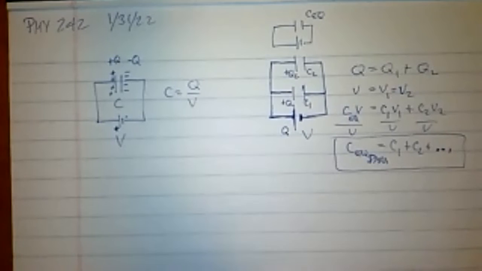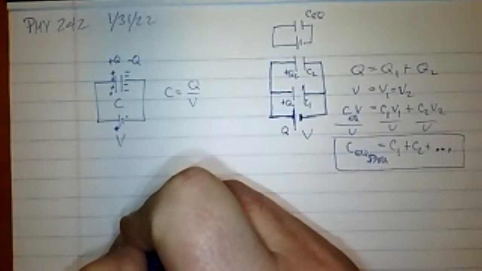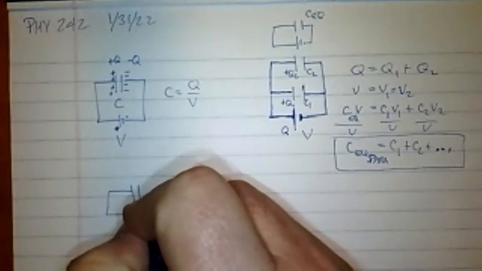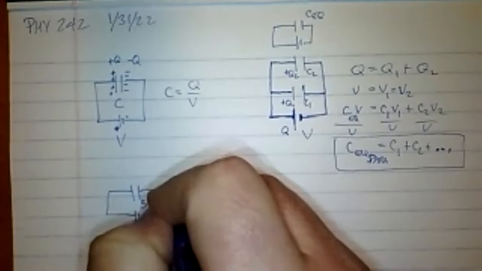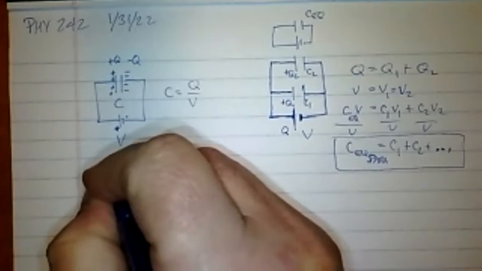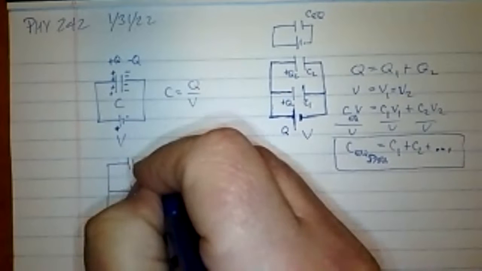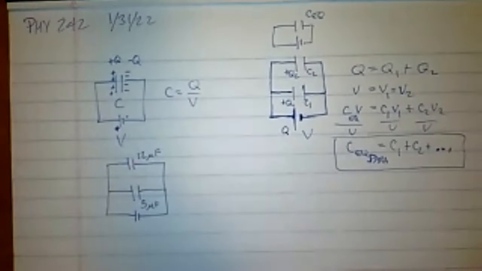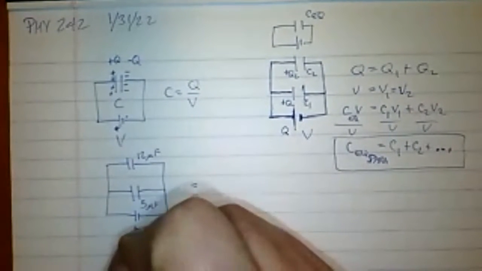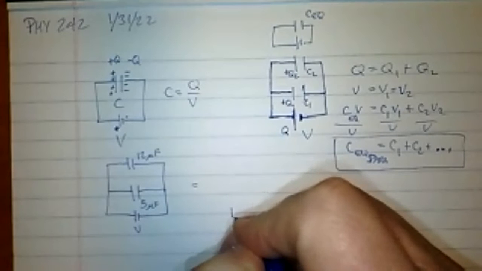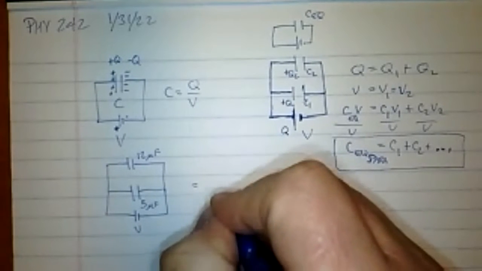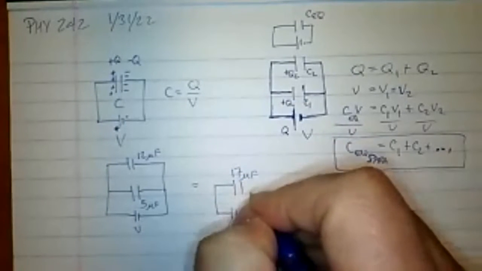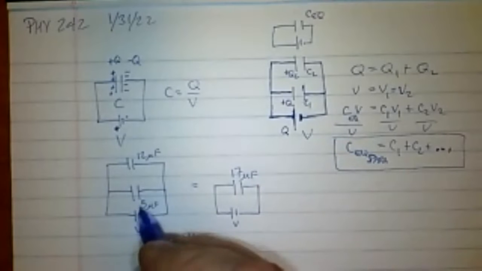Okay. So for instance, if I had, let's say, this circuit right here, and this one's a 5 microfarad capacitor, and this one right here is a 12 microfarad capacitor, then this circuit would be equivalent to, again, that same voltage battery V, but I could replace this with just a 17 microfarad capacitor, because 17 is what you get when you add 5 and 12.